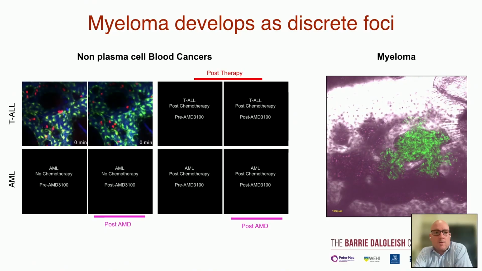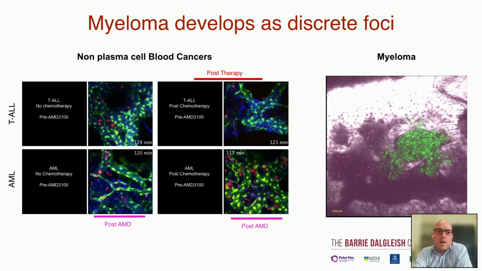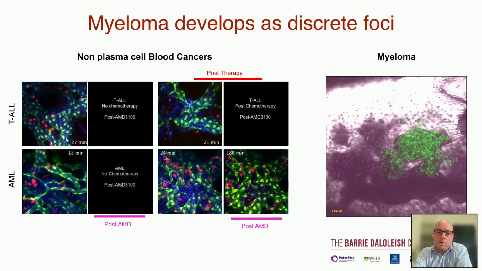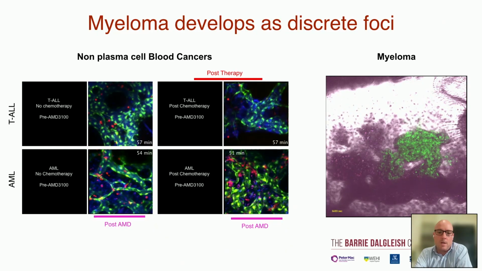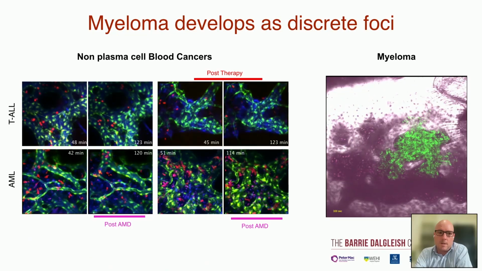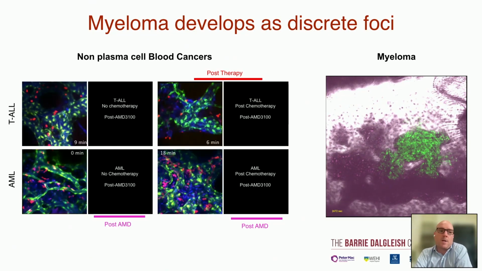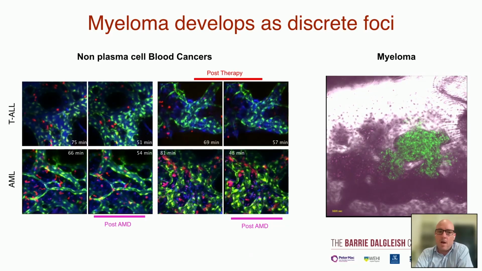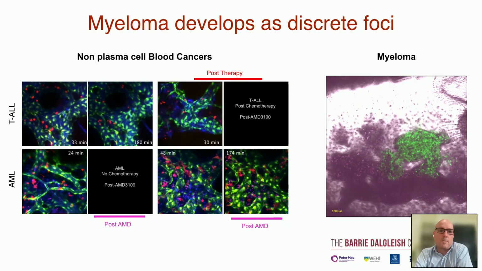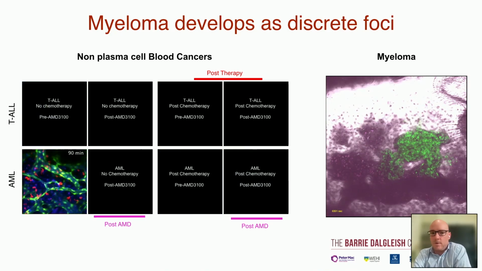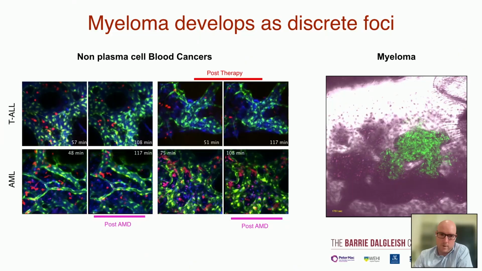And why that's interesting is on the left-hand side here, we've got some red cells that are acute lymphoblastic leukemias and acute myeloid leukemias, either with chemotherapy, without chemotherapy, with different types of drugs that change their interactions. And what I want you to look at on the far left-hand side is how fast these non-plasma cell blood cancers interact with the blood vessels and move throughout the bone marrow. So the fact that plasma cells do that is really, really unique.